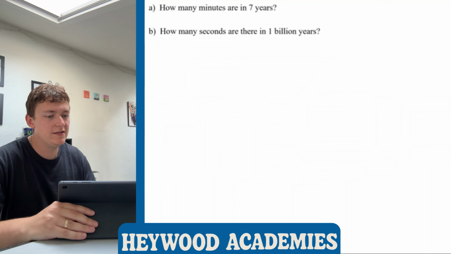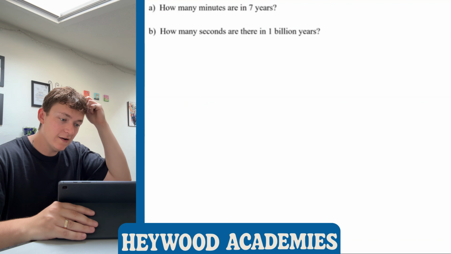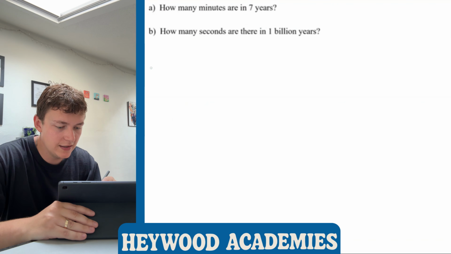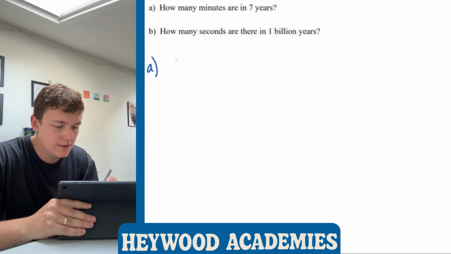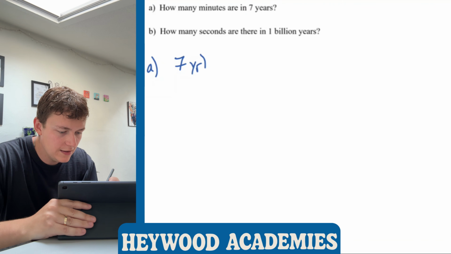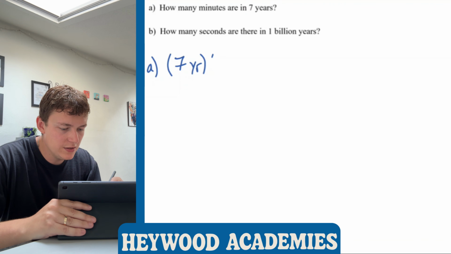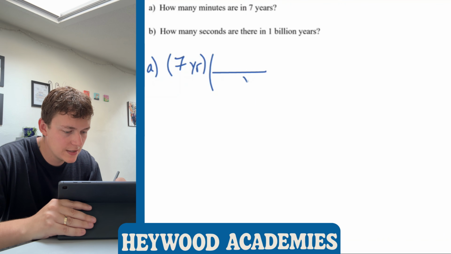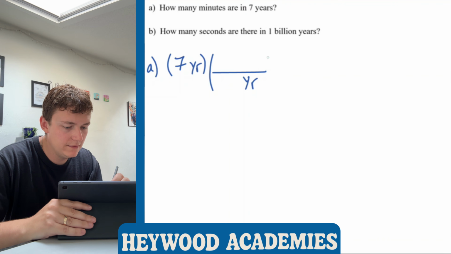How many minutes are in 7 years? And how many seconds are there in a billion years? Okay, let's start with the first one. How many minutes are in 7 years? So we're going to take 7 years, and we're just going to start doing a whole bunch of unit conversions. So we want to convert years over to days. So let's get rid of years. Let's put in days up top.